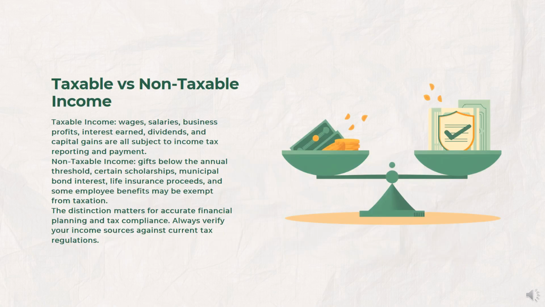Taxable versus non-taxable income. Now comes the most important concept. Taxable income is income on which tax must be paid. Example, salary, business income, interest, dividends, capital gains. Non-taxable income: some incomes are exempt from tax. Examples, certain gifts within prescribed limit, eligible scholarships, life insurance proceeds, certain employee benefits.